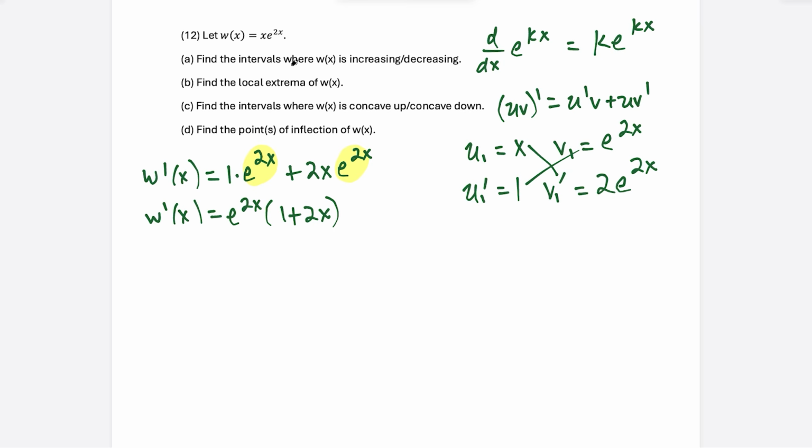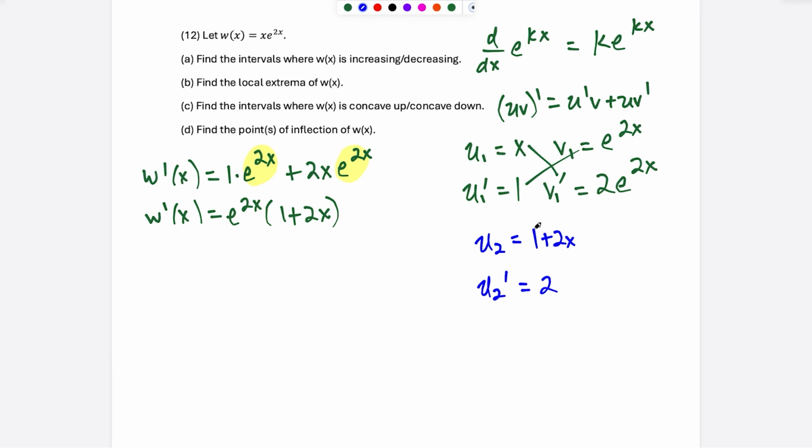I could start finding the intervals where w is increasing, decreasing and the local extrema from here, but let's get all of our derivatives in a row first. So next we'll define u sub 2. Our next u term is going to be 1 plus 2x. I know that before, we put the first term as our u, we said u equals x, but I'm just going to keep it consistent. If I made the polynomial part the u term, I'm going to do the same thing here. But it doesn't matter if I make u equal to e to the 2x. And then I'll have u sub 2 prime is equal to 2.